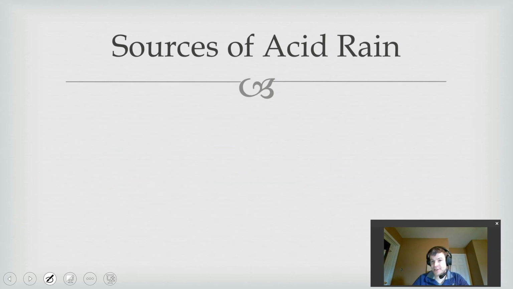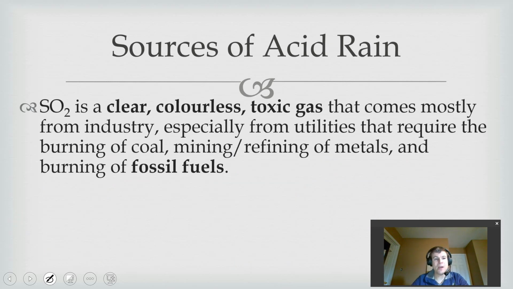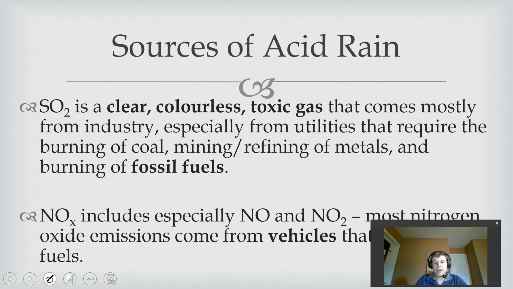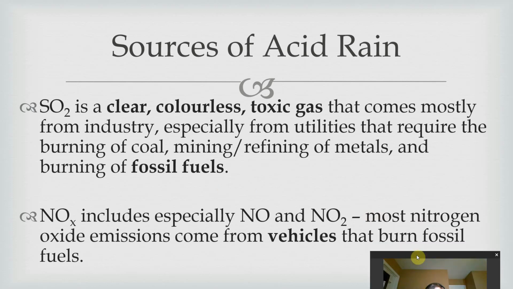So what are the sources of these pollutants? Well, sulfur dioxide is a clear, colorless, toxic gas that comes mostly from industry, especially from utilities that require the burning of coal, mining and refining of metals, and the burning of fossil fuels. Nitrogen oxides, especially nitrogen monoxide and nitrogen dioxide, are mainly coming from vehicles that burn fossil fuels.